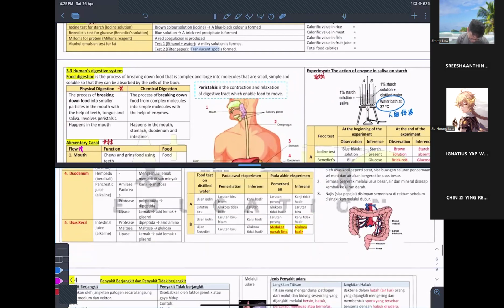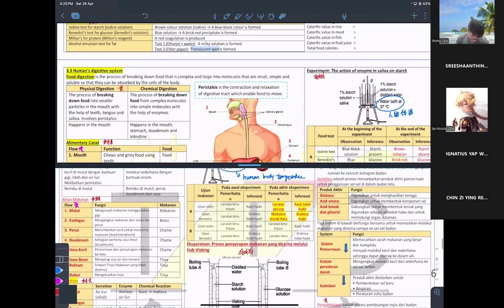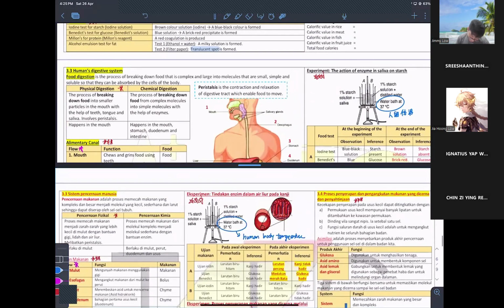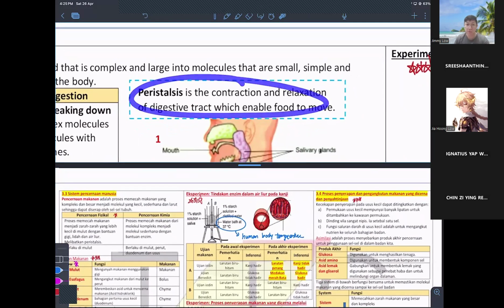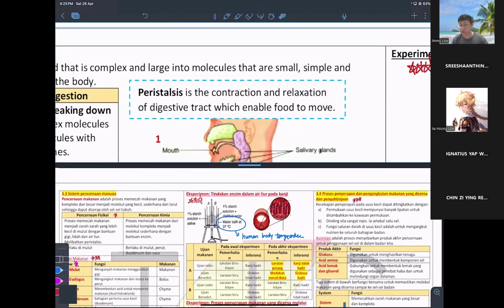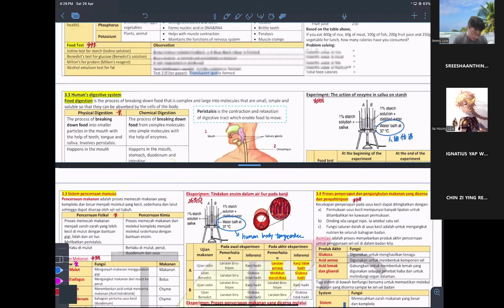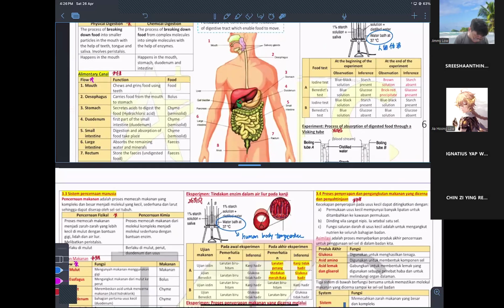Oh, okay, the word peristalsis seems never to appear in your PM notes. But it's okay. You have to know what peristalsis is. Peristalsis means the contraction and relaxation of your digestive tract, which means your large intestine is going to be like this. Peristalsis, to push the feces, to move forward. So this is the thing you have to know.